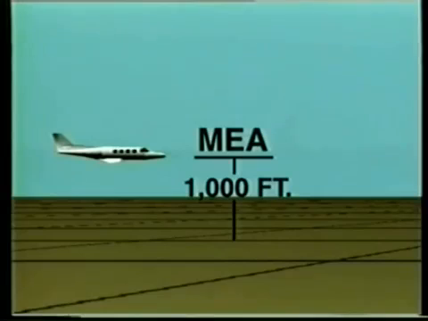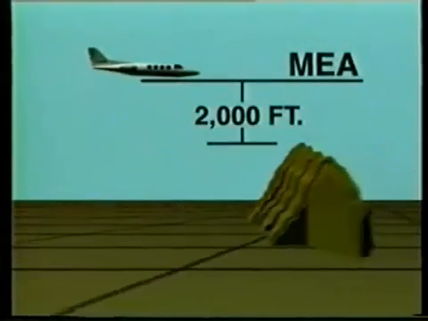When you're on an airway, the MEA normally provides a minimum of 1,000 feet obstacle clearance over non-mountainous terrain, and 2,000 feet in mountainous areas.